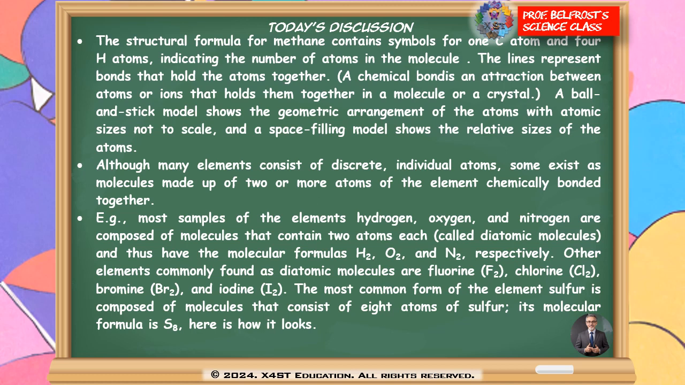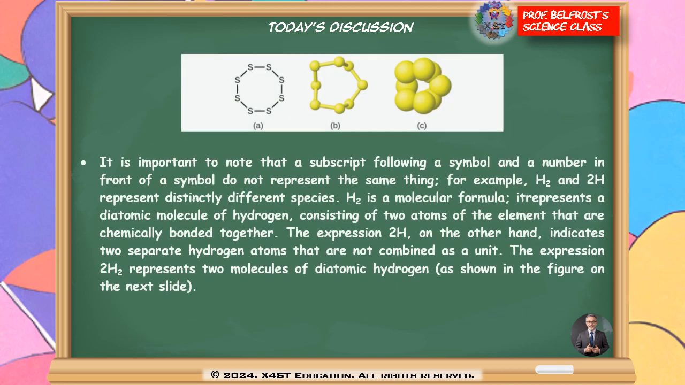The most common form of the element sulfur is composed of molecules that consist of 8 atoms of sulfur. Its molecular formula is S8. Here is how it looks. I want you to identify which one is which. Which one is the space filling model? Which one is the ball and stick model?